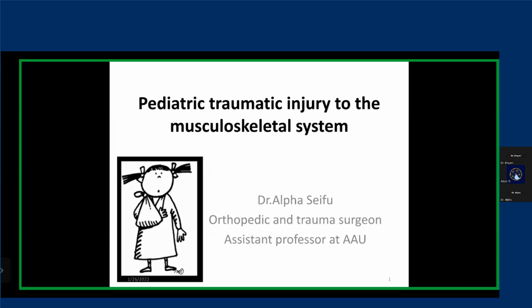I'm the co-founder and CTO at Blue Health Ethiopia, and it's a pleasure to have Dr. Alpha Seifu here with us to give us a presentation on pediatric traumatic injury to the musculoskeletal system. To give you a background, Dr. Alpha is an assistant professor of orthopedic and trauma surgery and also a surgical care equity advocate. On top of that, she's also a researcher and pretty active on her LinkedIn profile also.